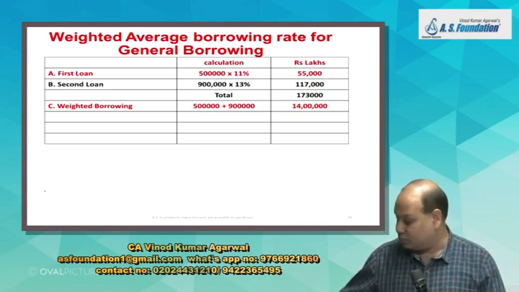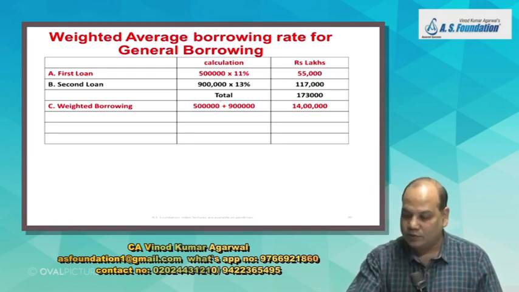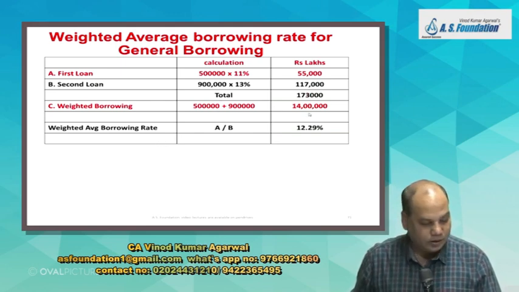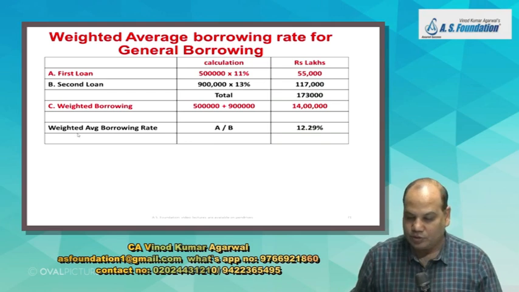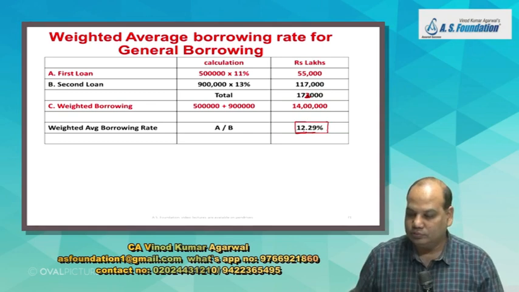The weighted borrowing will be the total because both figures are outstanding for the full year. So this 1,72,000 divided by 14 lakh. Next, write down D, weighted average borrowing rate. Take 1,72,000 divided by 14 lakh. How much is that? It is around 12.29%. You can write in 2 or 3 digits over here.